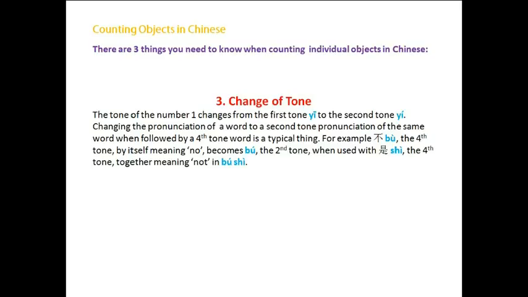For example, 不, meaning no, is normally in the fourth tone, but becomes 不, the second tone, when used with the word 是, which is in the fourth tone. 不是 together means not.